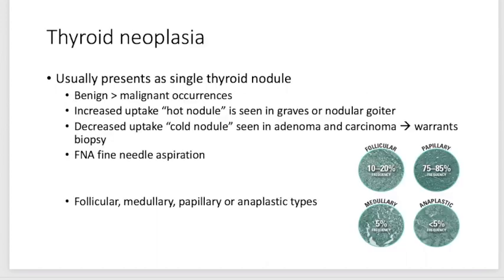Thyroid neoplasia usually presents as a single thyroid nodule. Benign is greater than malignant, and an increased uptake is what we term a hot nodule. That is seen in Graves and nodular goiter. If it has a decreased uptake, a cold nodule, we see that in an adenoma or carcinoma, and that's where we get a biopsy. The way that we biopsy it is called a fine needle aspiration. We have 4 types: follicular, medullary, papillary, or anaplastic.